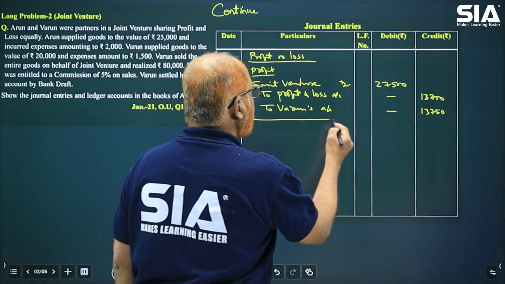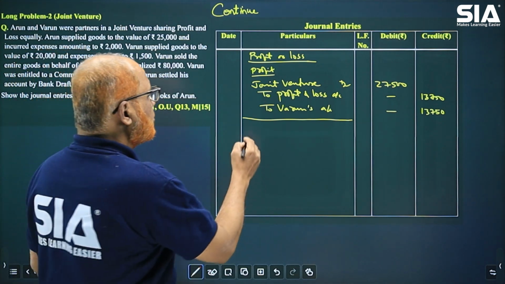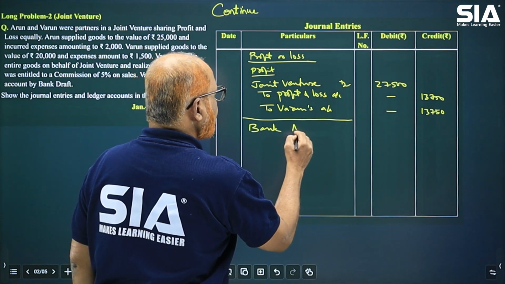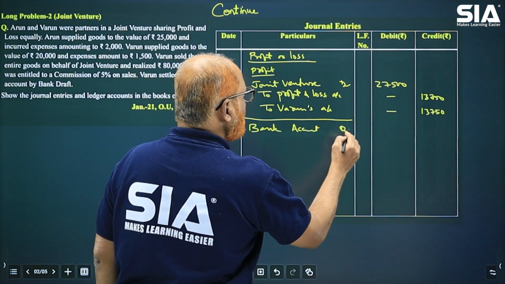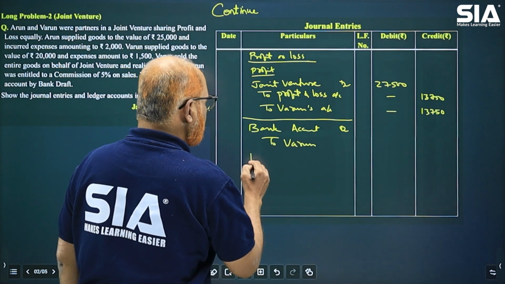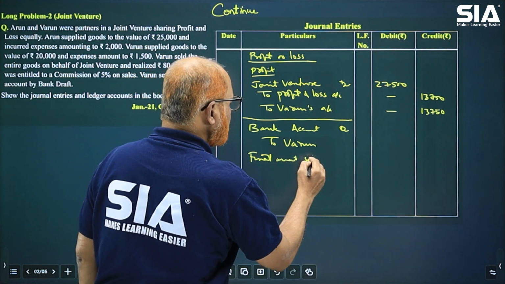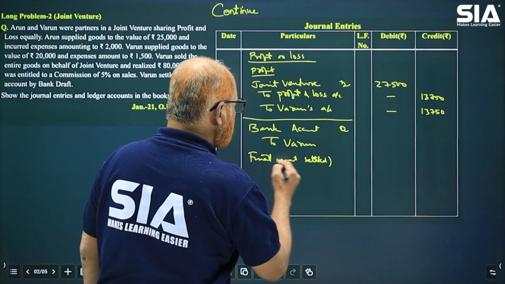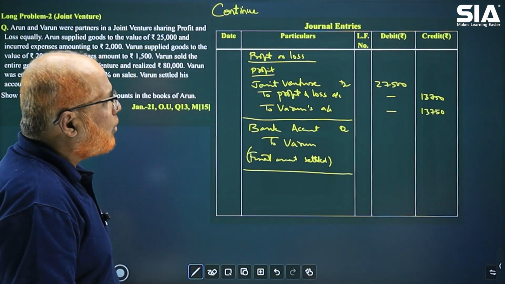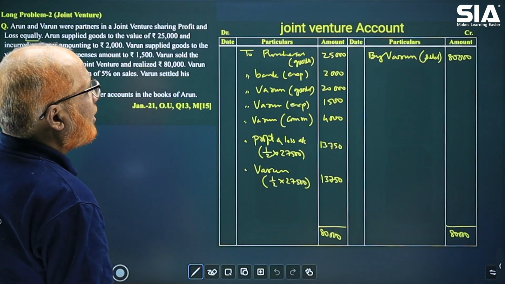Last entry will be amount received from Varun in final settlement. So entry will be bank account debit to Varun account. So final amount settled. This amount we have to find out by preparing Varun's account. So we'll go to Varun's account and see how much is the amount.